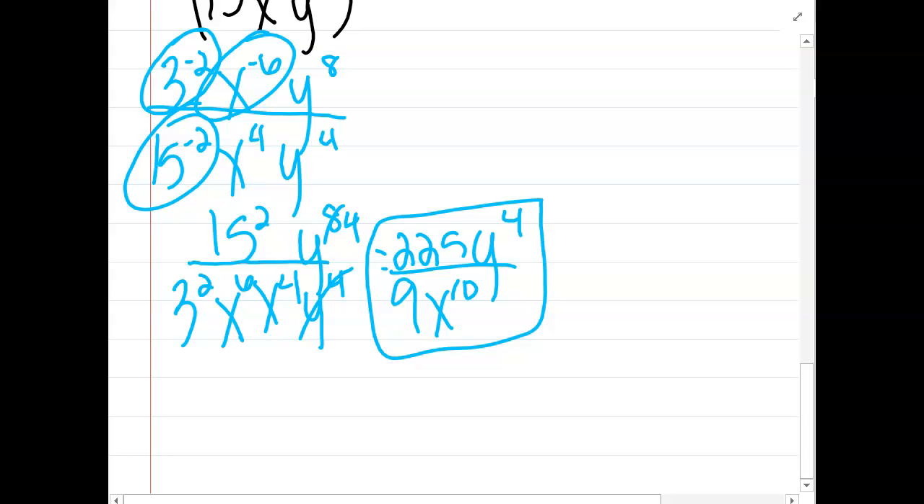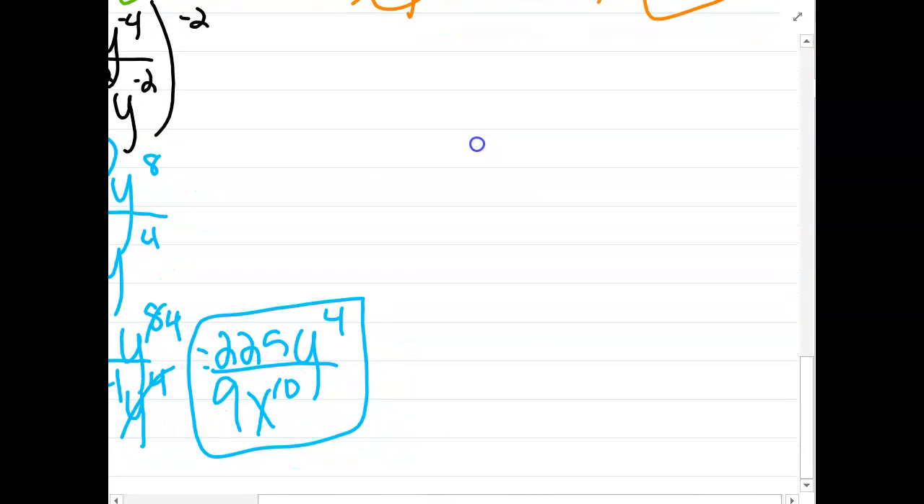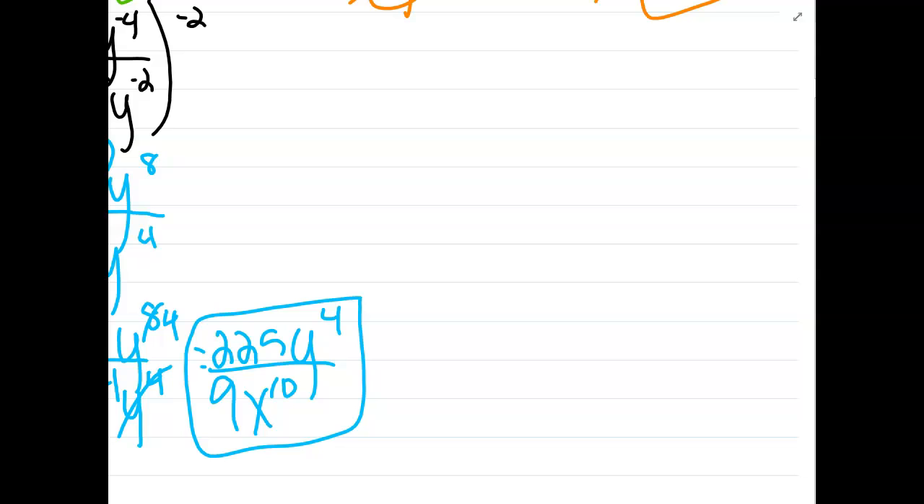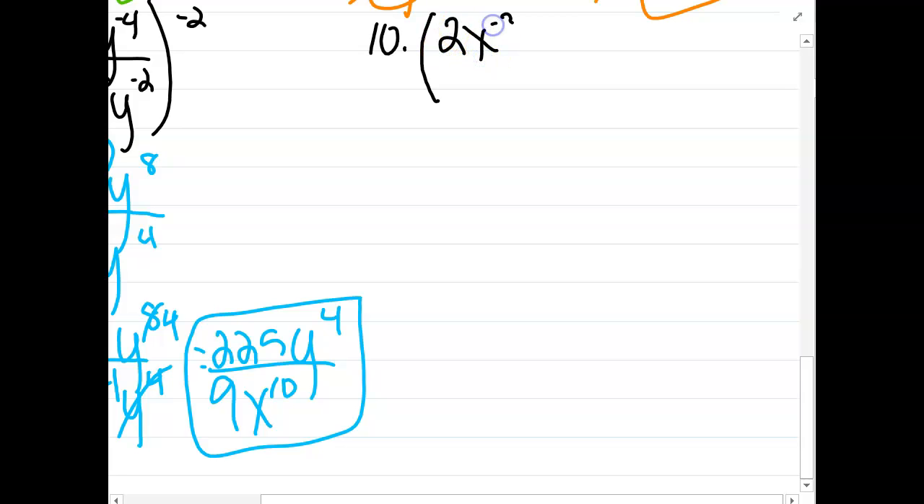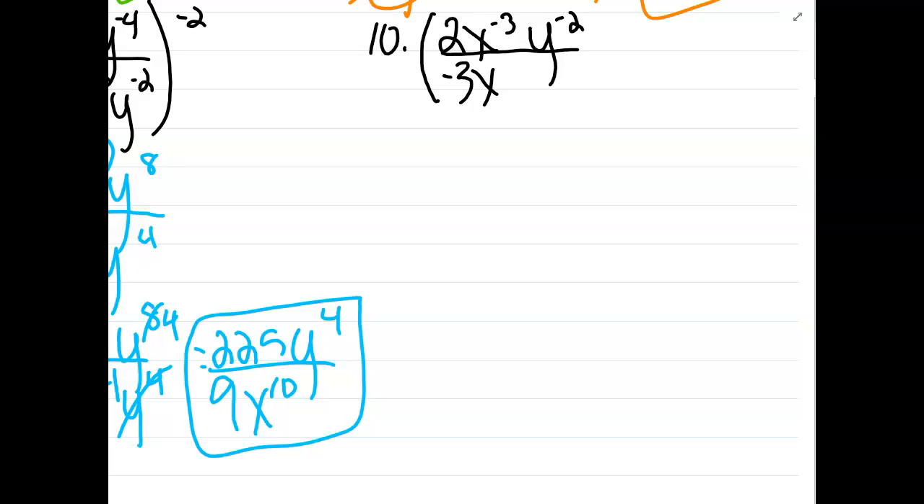Okay, last one. Number 10. All right, in parentheses, 2x to the negative 3rd, y to the negative 2nd, over negative 3, x to the 5th, y to the negative 5th, all to the negative 3rd power.